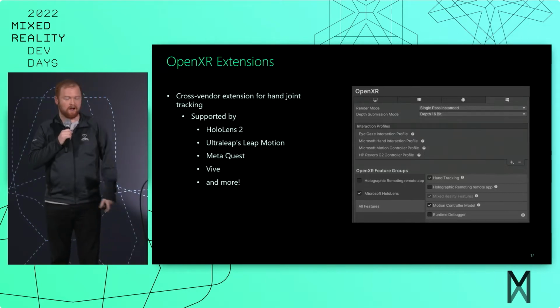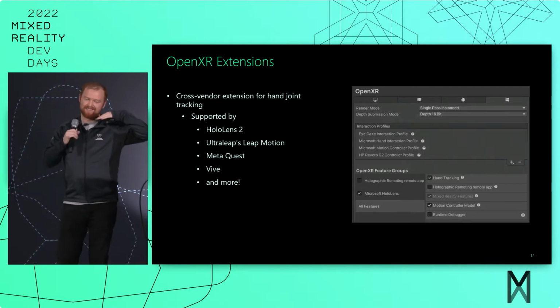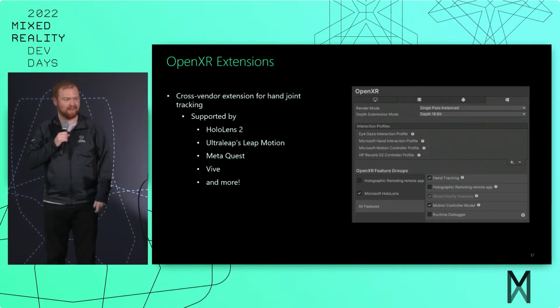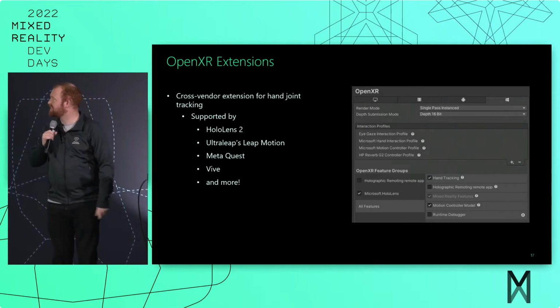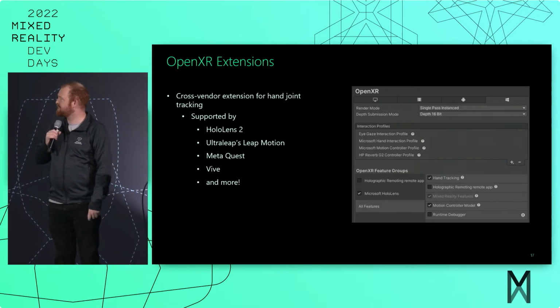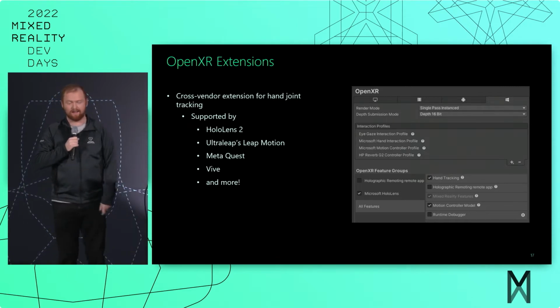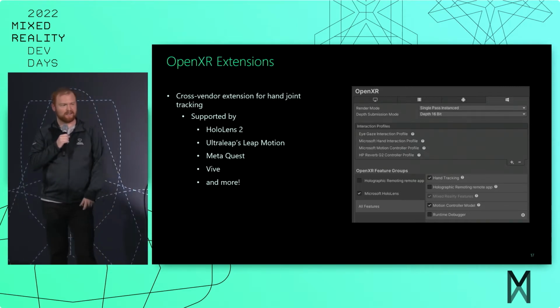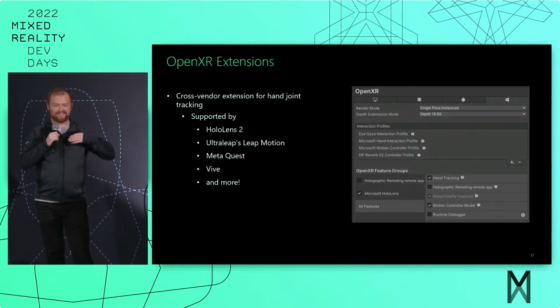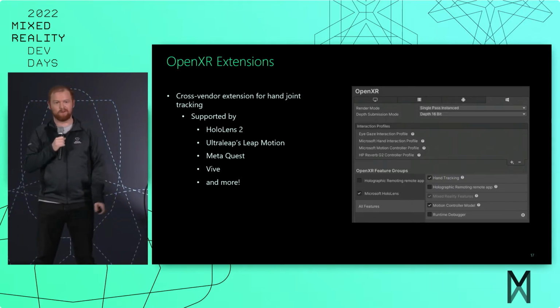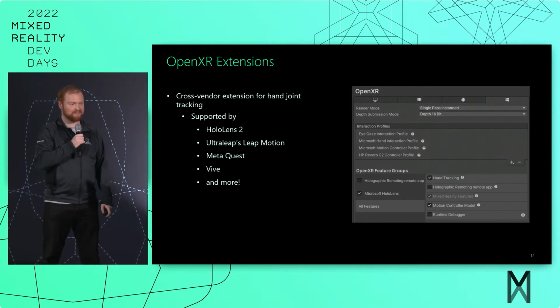hand joint tracking. And this is a cool one, right? Because it's one consistent API in the plugin, regardless of the runtime you're running on, as long as it supports the hand joint tracking extension. I put up a brief list of devices and runtimes that I know support it today: HoloLens 2, Leap Motion, the Quest, the Vive. I believe Varjo does as well. I think there's a handful of other ones, but instead of having to import all of those integration packages like you used to, and calling one API when you're running on one device and another when you're on another, it's now just one API coming out of the OpenXR contract.